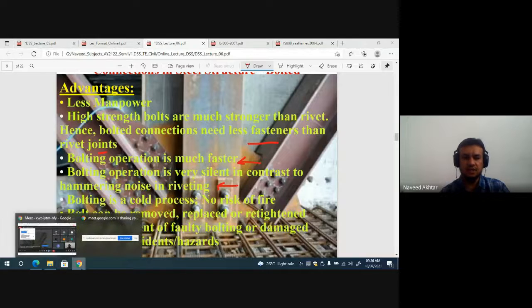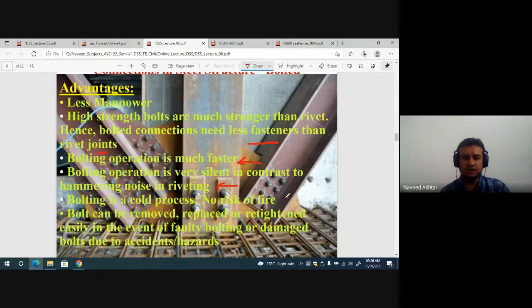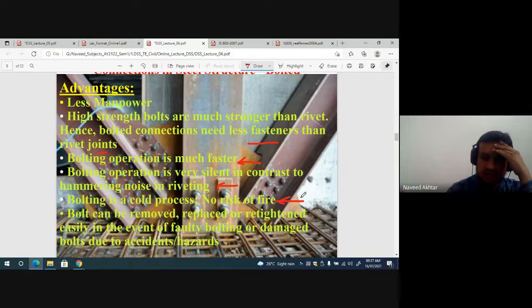Hammering यहाँ पर हमें नहीं चाहिए. Okay? Then bolting is a cold process, no risk of fire. है ना? जैसे वेल्डिंग में हम लोग तो फायर होने का खतरा इसमें यहाँ पर नहीं रहेगा. बोल्ट कैन बी रिमूव, रिप्लेस एंड रिटाइटन. बोल्ट अगर खराब हो गया है तो उसको निकाल के दूसरा लगा सकते हैं, है ना. लूज हो गए तो वापस से टाइट कर सकते हैं, है ना.